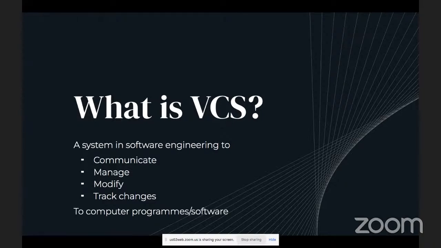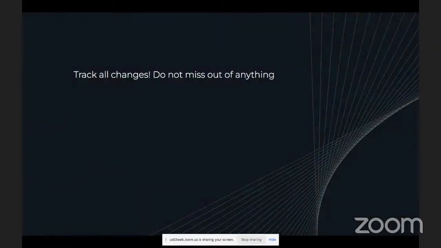And you can basically track all changes that have been made, the minutest one and even the biggest one, with a version control system. And that's basically what it is. So you're able to track every single change in the system without missing out anything if you're controlling your system with version control. So what are the benefits of this?